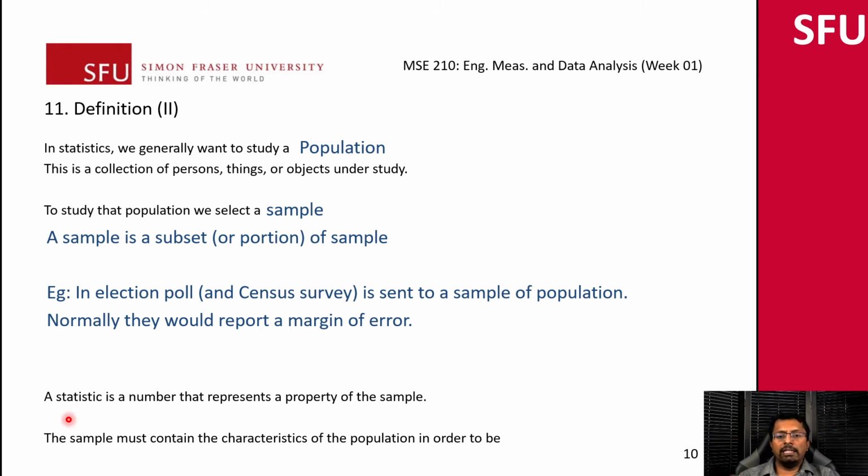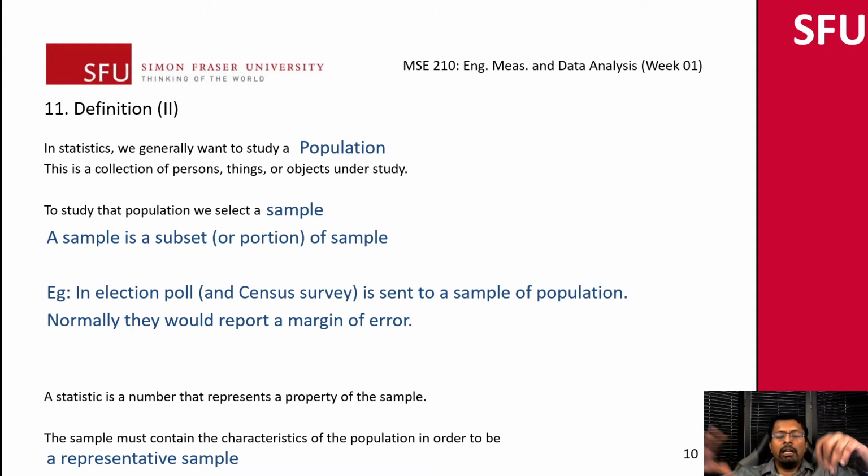A statistic is a number that represents a property of the sample. For instance, you might say 50% of the sample had a 50-inch television or larger in their home. That becomes a statistic. A sample must contain the characteristics of the population in order to be known as a representative sample. So if you want to survey the population of Canada, you don't want to just pick everybody from, say, the province of Quebec or the province of British Columbia.